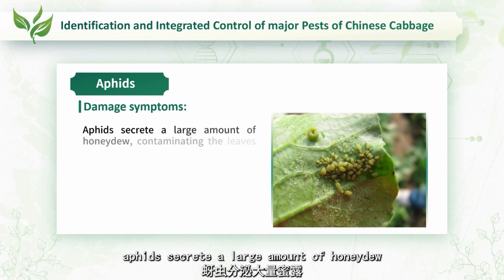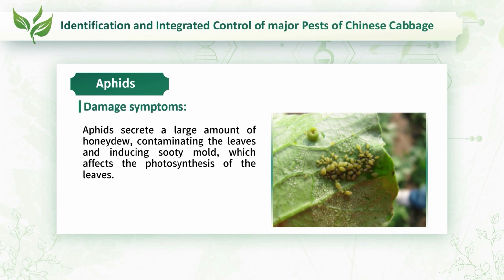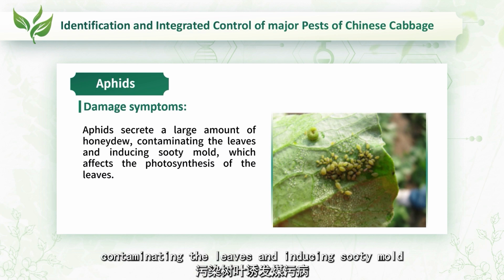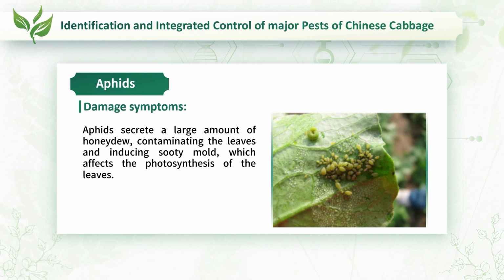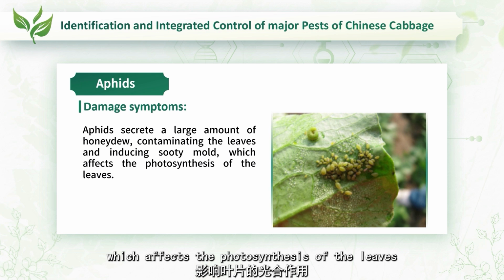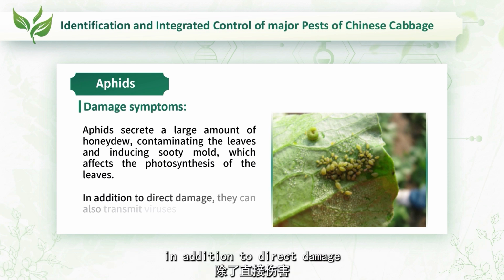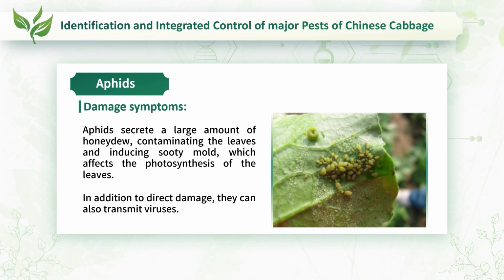Aphids secrete a large amount of honeydew, contaminating the leaves and inducing sooty mold, which affects the photosynthesis of the leaves. In addition to direct damage, they can also transmit viruses.